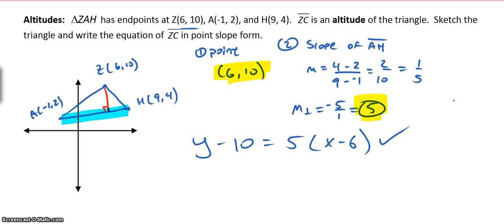Now again, the biggest part is making sure you understand what each special segment does. You know an altitude makes 90, so you need to be looking for a slope that's 90 degrees. You know a median cuts in half, so you're looking to cut it in half. And in a perpendicular bisector, you know it does both, so you're looking to cut in half and make a 90.